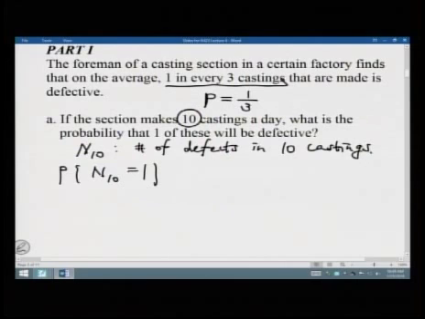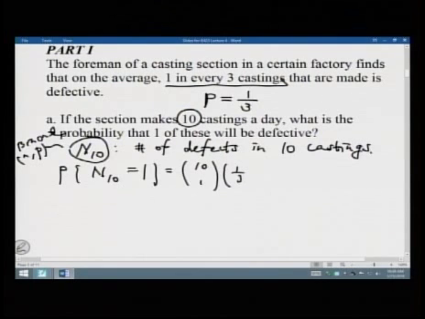So in that case, of course, N sub 10, this random variable, follows a binomial distribution with parameters n equals 10, p equals 1 over 3, right? So that's going to be 10 combination 1, 1/3 to the power 1, 1 minus 1/3 to the power 10 minus 1. Is that right?